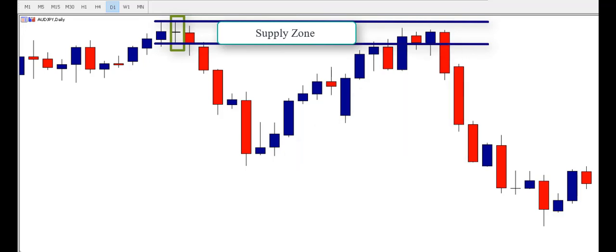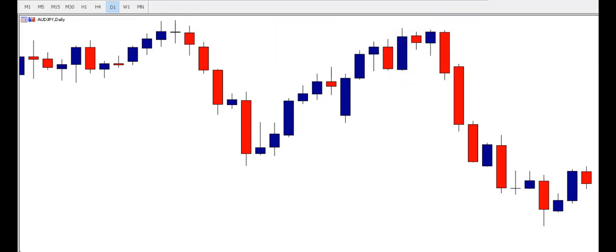To trade this supply zone, the market provided us with a high probability setup, which is the inside bar candlestick pattern. But we are not going to talk about how to trade supply and demand zones. We will talk about trading strategies in the next lessons, not right now. Let me give you another example.